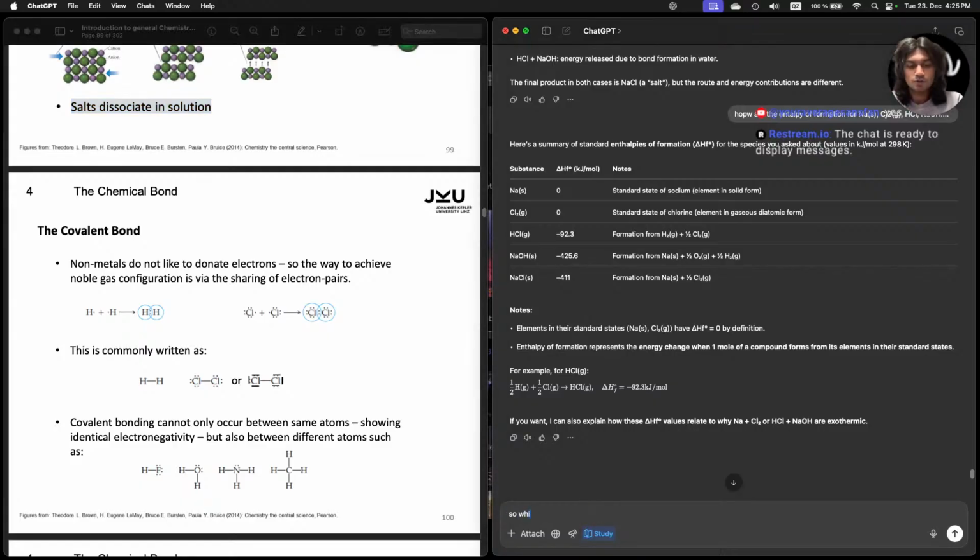So, which formation would produce more? I'm guessing the Na with Cl2, as they are in their standard form.